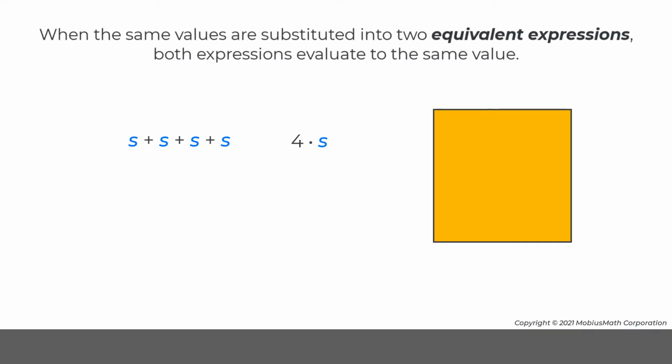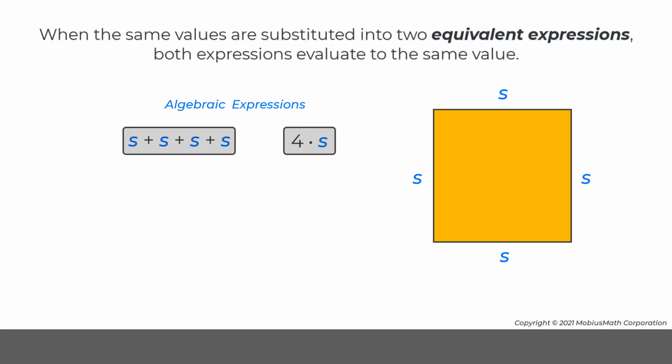When the same values are substituted into two equivalent expressions, both expressions evaluate to the same value. For example, both of these algebraic expressions can be used to calculate the perimeter of a square, where s is the length of the side of the square.